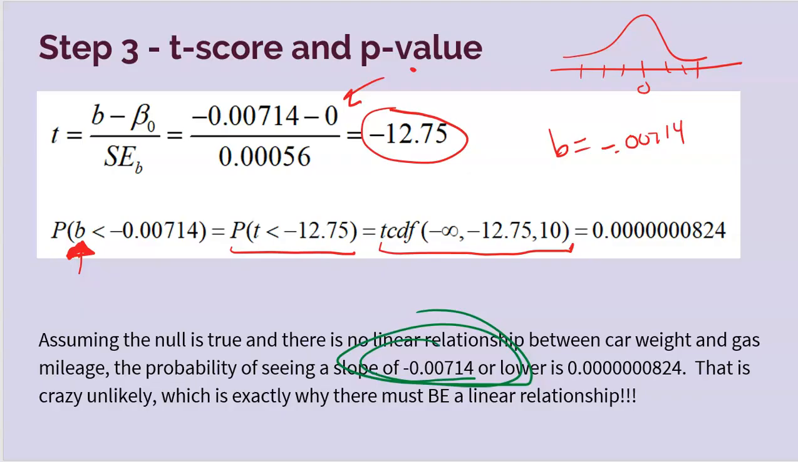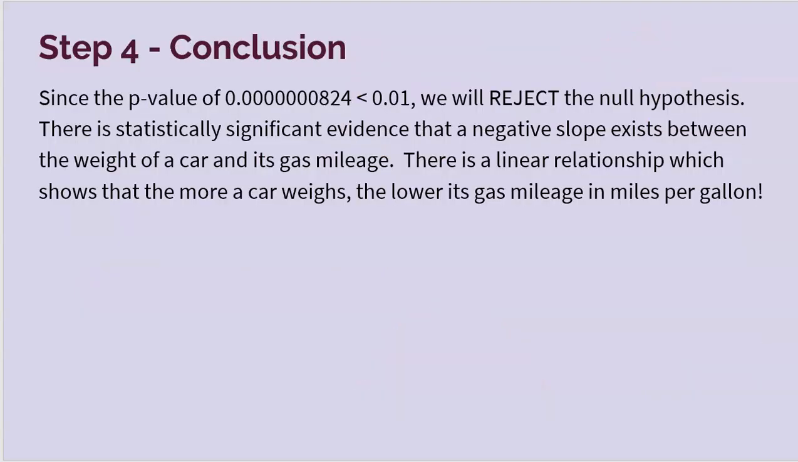In fact, there is a negative relationship, and that is exactly where I'm going with my conclusion. So make sure you compare the p-value to your level of significance, which we use 1%. Since my p-value is less than 0.01, we will reject the null hypothesis. There is statistically significant evidence that a negative slope exists between the weight of a car and its gas mileage. There is a linear relationship which shows that the more a car weighs, the lower its gas mileage in miles per gallon. So I'm giving a nice conclusion in context.